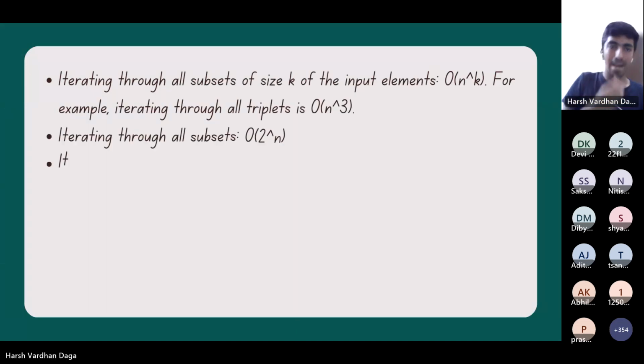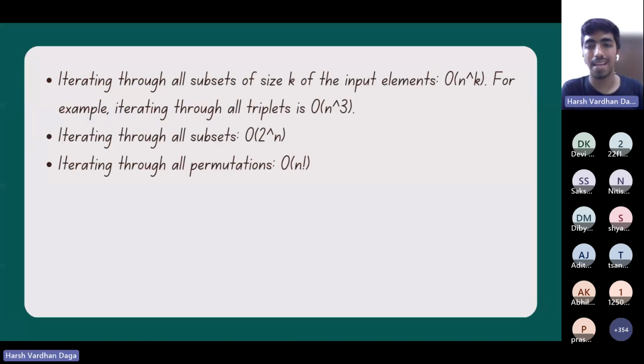Iterating through all subsets of size k of the input elements is O of n power k. And for example, iterating through all triplets is O of n cube. You can see this as nCk, where n factorial upon k factorial times n minus k factorial, and k factorial is considered to be a constant for small values of k, and this term is approximated as n power k, n factorial upon n minus k factorial.